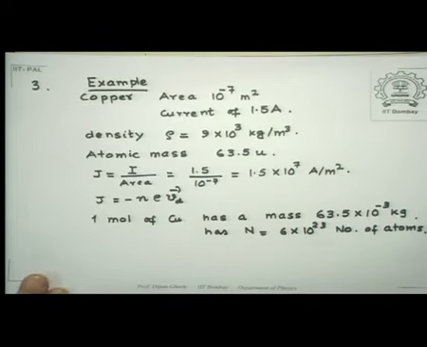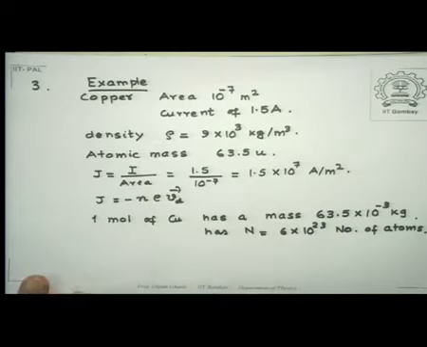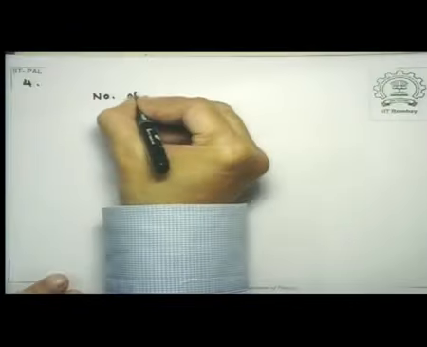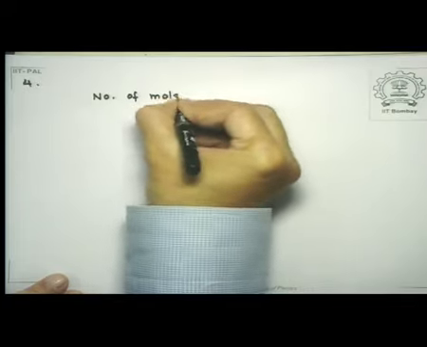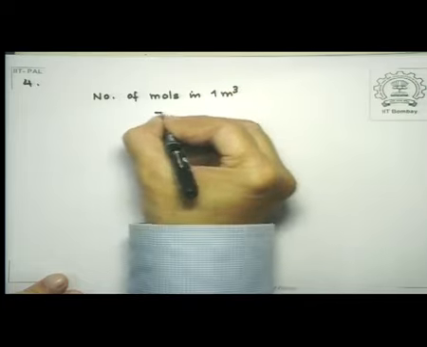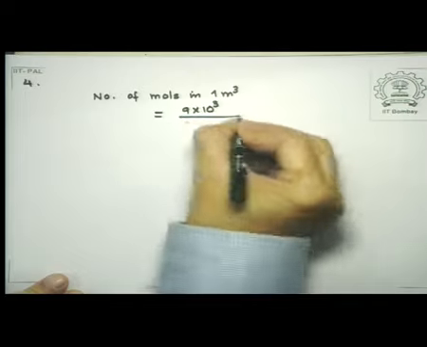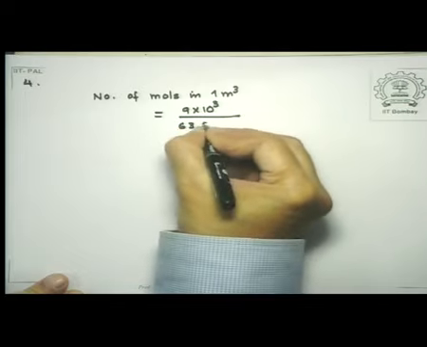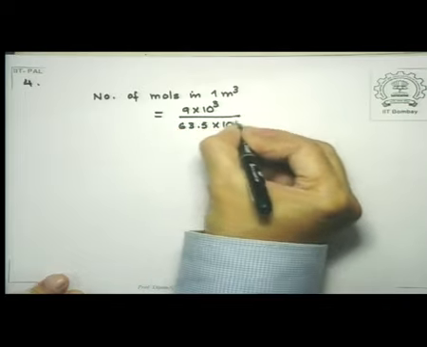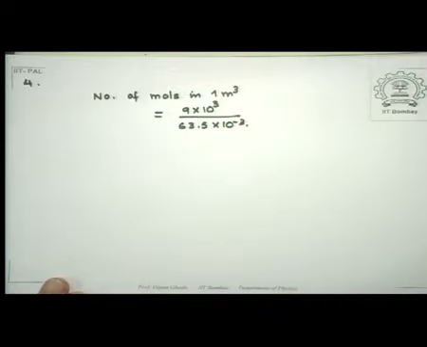With this data, I can immediately find out how many moles are there in 1 meter cube. So the number of moles in 1 meter cube is 9 into 10 to the power 3 kg divided by 63.5 into 10 to the power minus 3. Well, I will calculate everything towards the end.